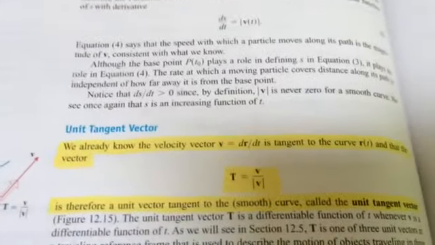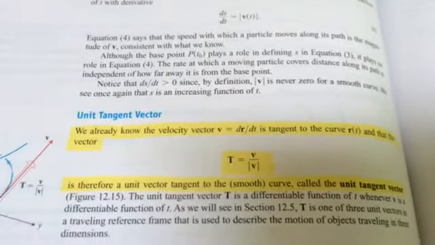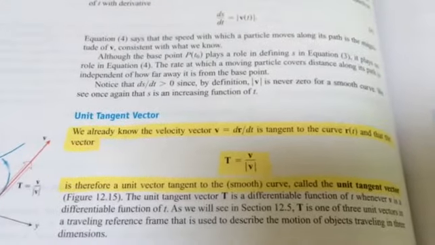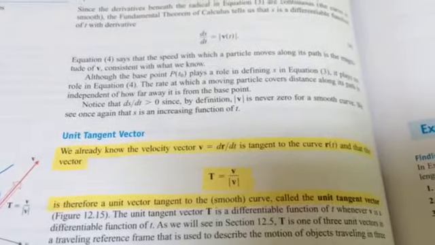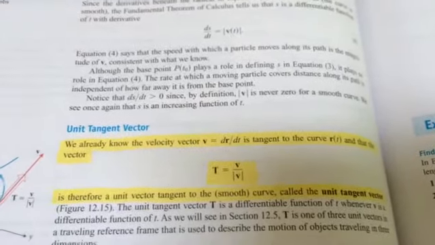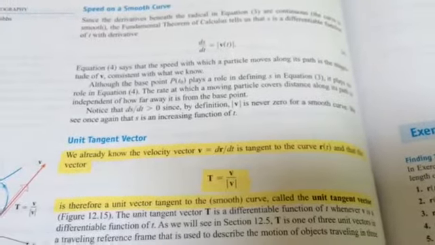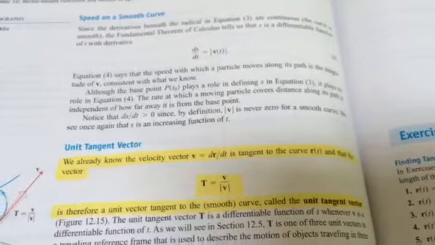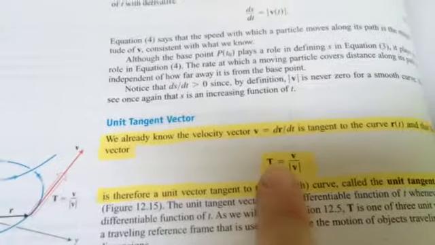And then if you turn the page to 666, you have the unit tangent vector. And so the unit tangent vector is exactly what it sounds like. It is the tangent vector turned into a unit vector. So remember from before, the tangent vector is the same thing as the velocity vector. So if you take the velocity vector and divide it by its magnitude, then you get the unit tangent vector. And notice they use capital T for that. And it's a vector, so it's bold.